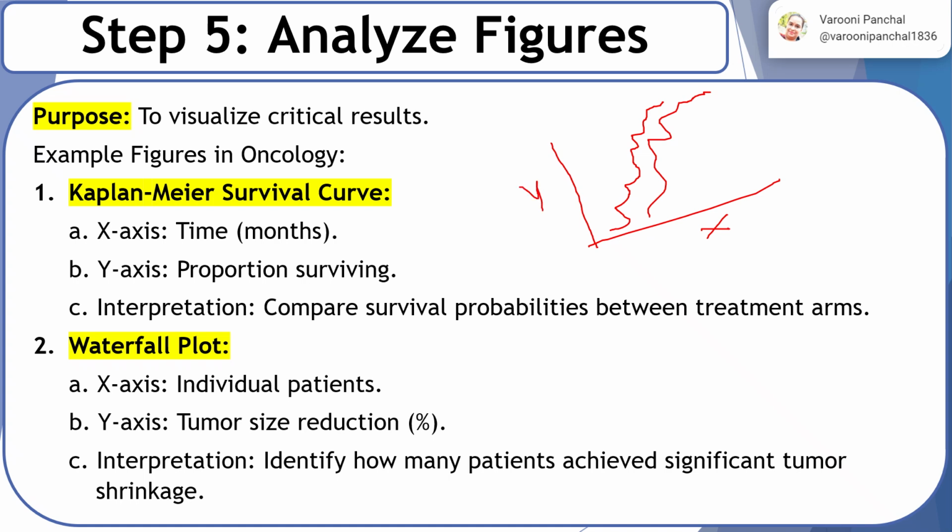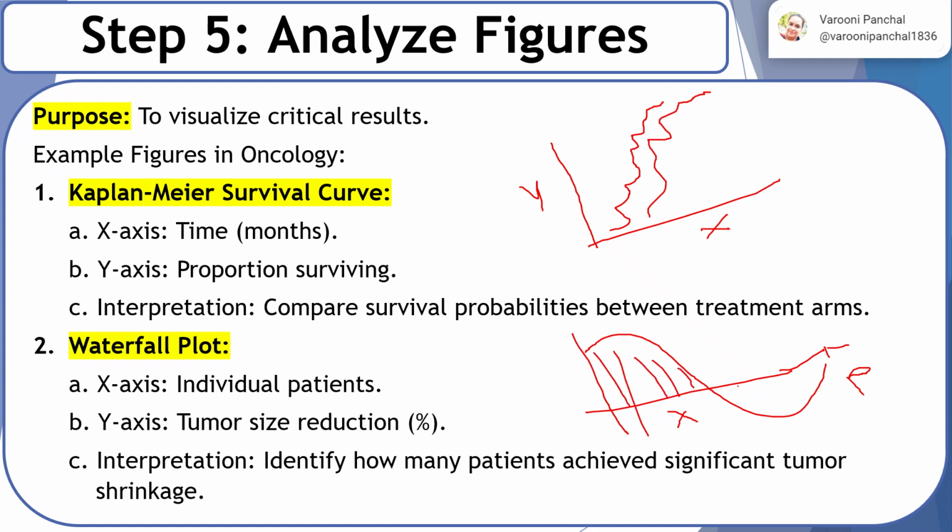Now the waterfall plot is nothing but my individual patients. The y-axis is tumor size reduction, which is usually percentage change from baseline, and it identifies how many patients achieved significant tumor shrinkage. So say I have this particular figure, the plot for the waterfall plot. The x-axis is my individual patients, and each bar represents a patient. So this is patient 1, patient 2, patient 3, patient 4.